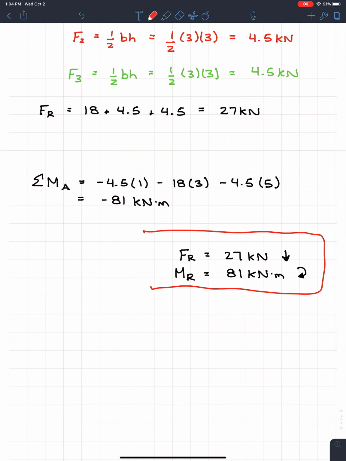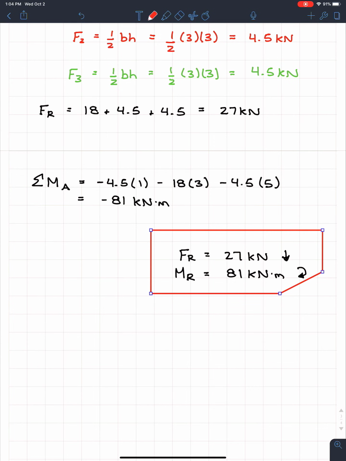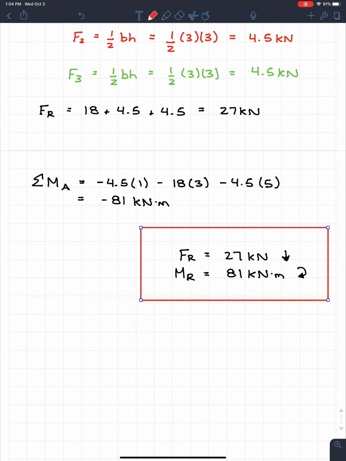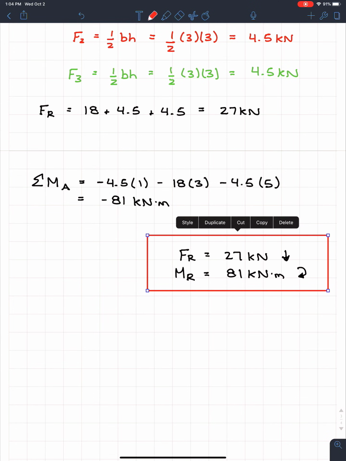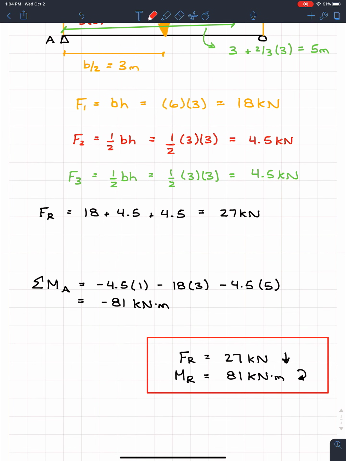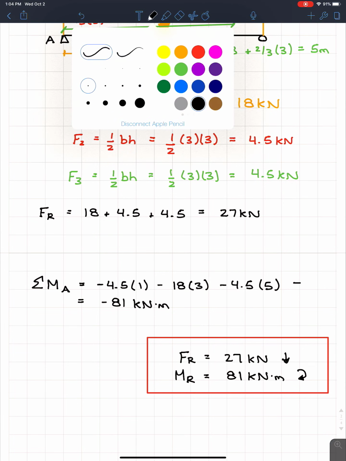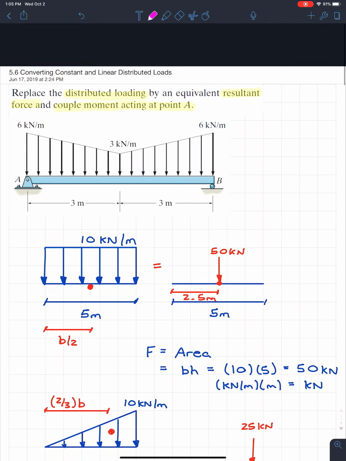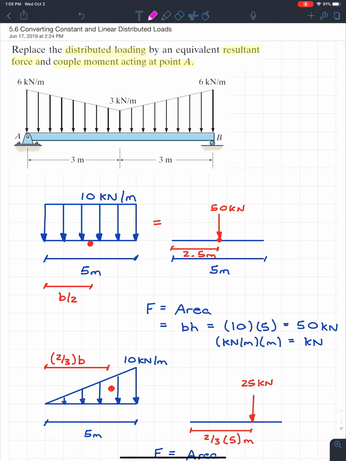But now I know a lot of you guys are going to ask me real quick. A lot of you guys are going to say, okay, well, you just summed the moments about A, shouldn't it be equal to 0? I'll do this in a different color so you guys know what I'm doing exactly. And you're right. If this beam is in equilibrium, the summation of all the forces will equal 0.